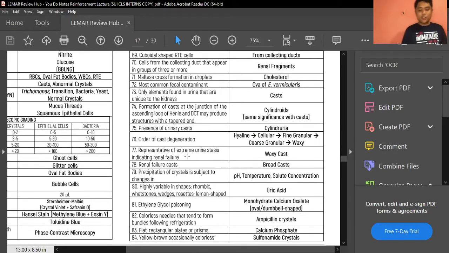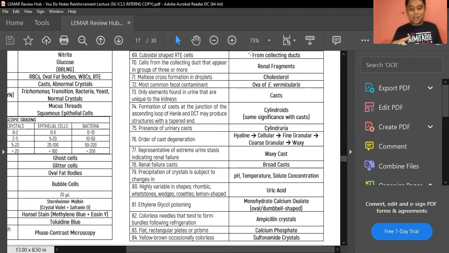Now, order of cast degeneration. Formation starts first with hyaline, which is the prototype, the beginning. In the beginning, there was a hyaline cast, okay? So, hyaline followed by incorporation of different cells, cellular. Then, after some time, the cells degenerate, of course, so it becomes rough in appearance. Ay, baliktad siya, dears. Sorry, it's reversed. Coarse should come first, sorry. Coarse granular, and then followed by fine granular, and then lastly, waxy. Please edit that. Sorry.